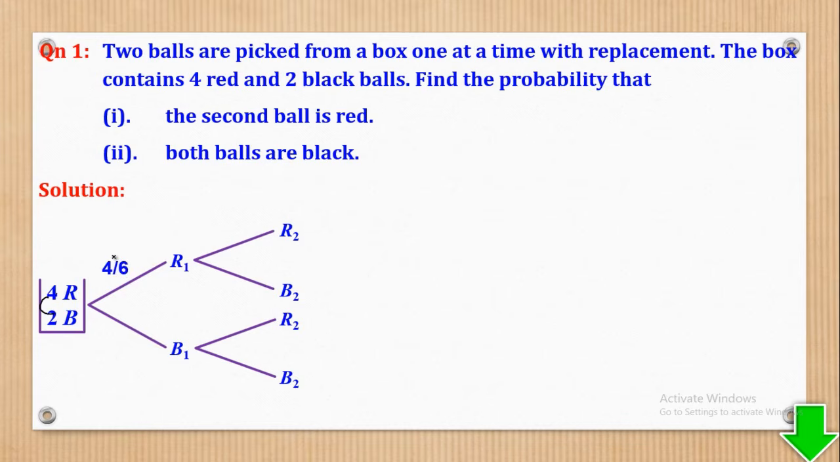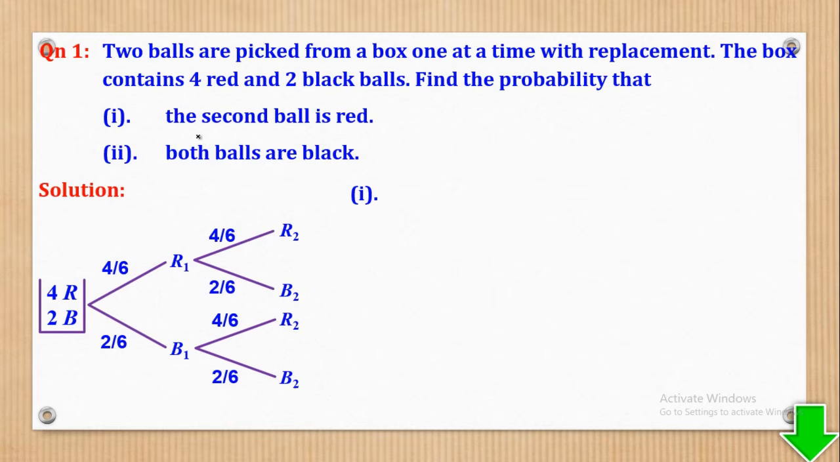Therefore, if I first pick red, it implies that I'll pick 4 out of the 6. That is why it is 4 over 6. And here it will be 2 out of 6. Then here, because it was with replacement, it remains the same throughout. So that's why here there is also 4 over 6, and here 2 over 6, and here 4 over 6, and here 2 over 6. So it doesn't change.